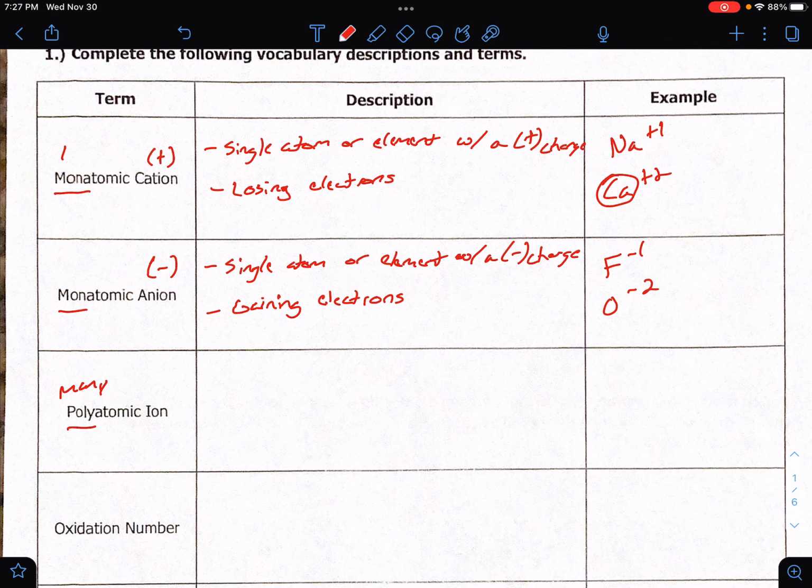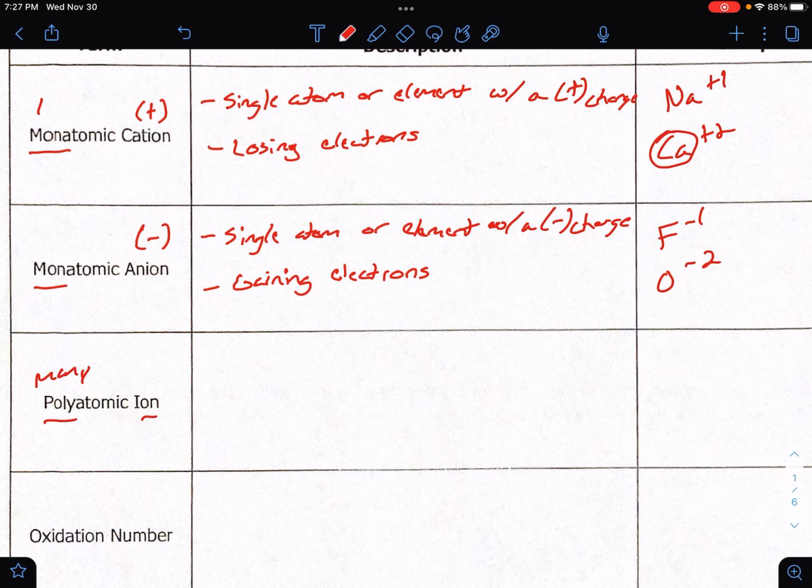Now, polyatomic, poly means many. So you've got multiple atoms or multiple elements going on. An ion just means something with a charge. So in this case, it is an ion consisting of two or more atoms or elements.